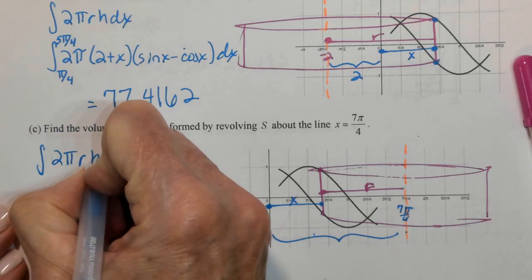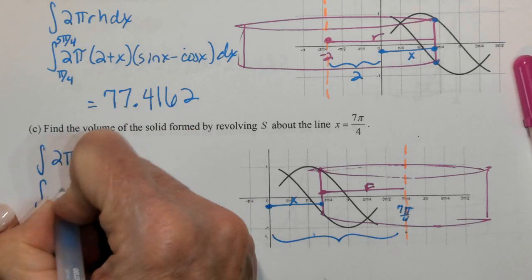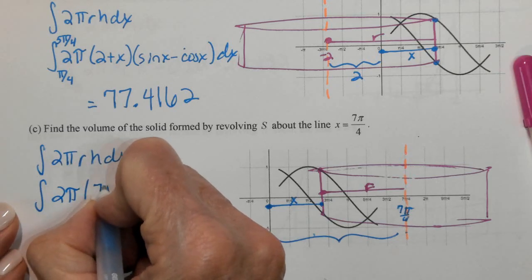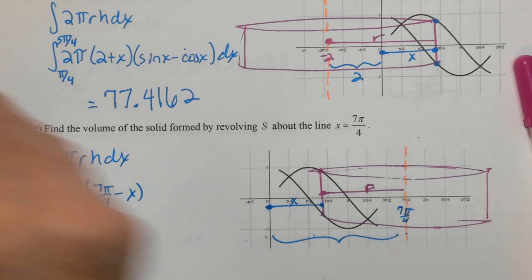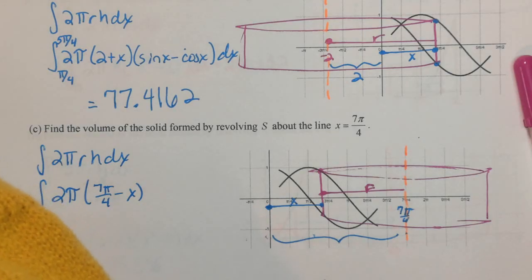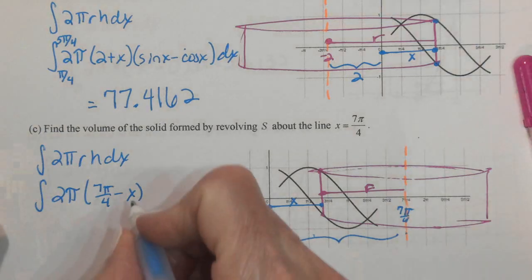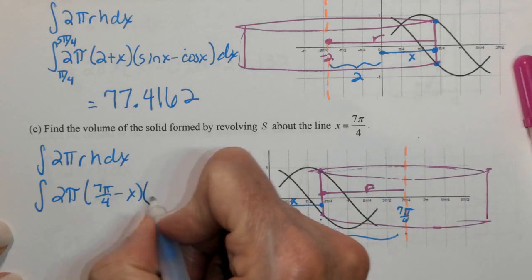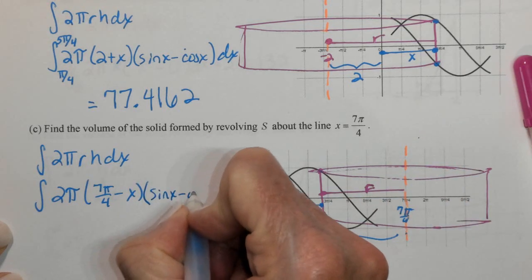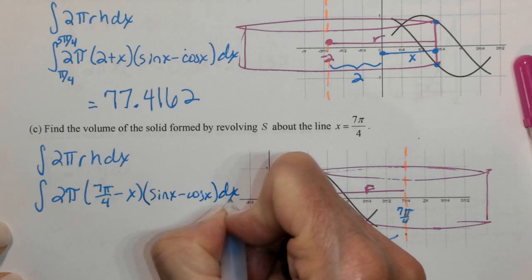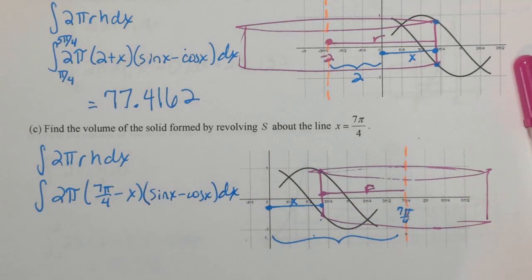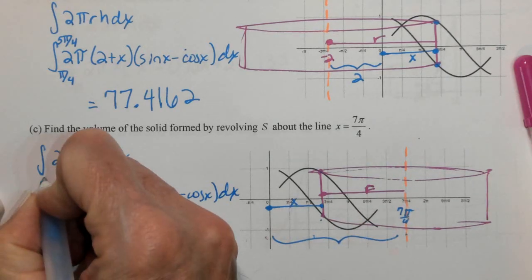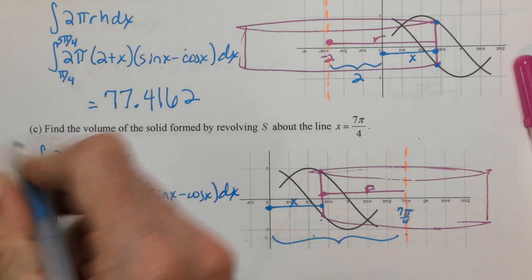So 2 pi rh. R is 7 pi over 4 minus x times h, and h is top minus bottom, sine x minus cosine x dx, and we use the same boundaries, pi over 4 to 5 pi over 4.